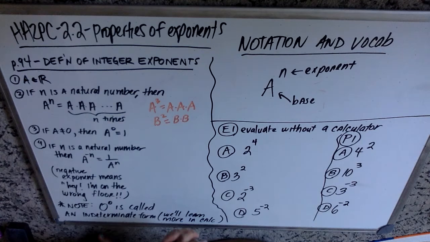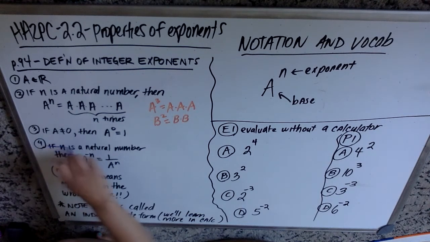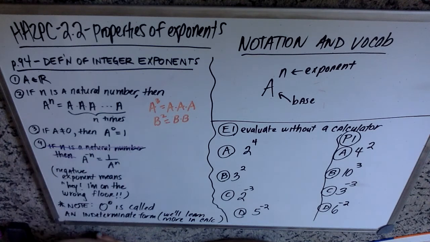Last property of integer exponents. If n is a natural number, then a to the negative n means 1 over a to the n. To be clear, this is what your book has listed, but you don't actually need the condition that n is a natural number. So a to the negative n is 1 over a to the n all the time, even if it's not a natural number. Just throwing that out there.